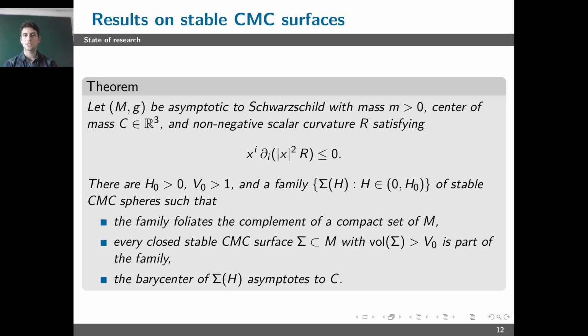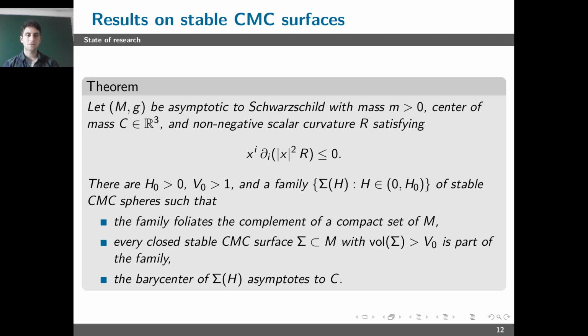So for every sufficiently small positive number h, you can find a large stable constant mean curvature surface sigma h, whose mean curvature equals h. And the family formed by these surfaces forms a foliation of the complement of a compact set of M. So we have the existence of an asymptotic foliation.